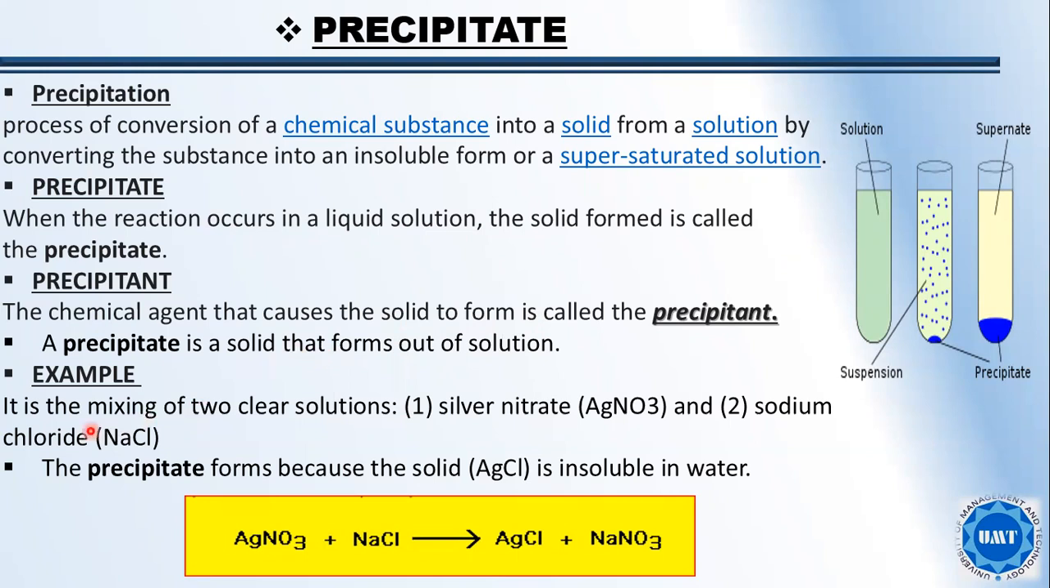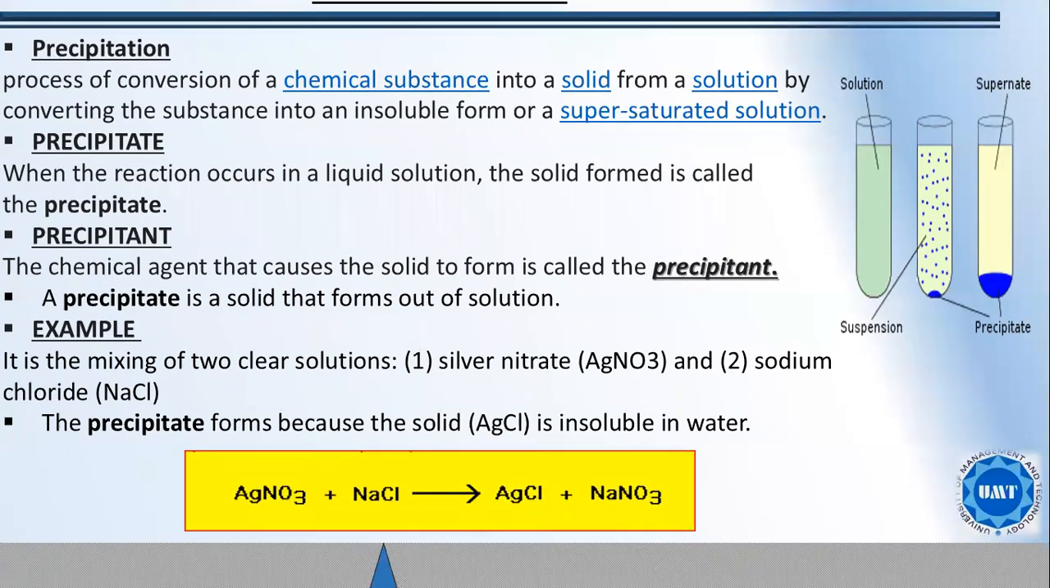An example is the mixing of two clear solutions. The first one is silver nitrate, and the second one is sodium chloride. The precipitate formed is silver chloride, which is insoluble in water. So this is the chemical equation in which we can see that.